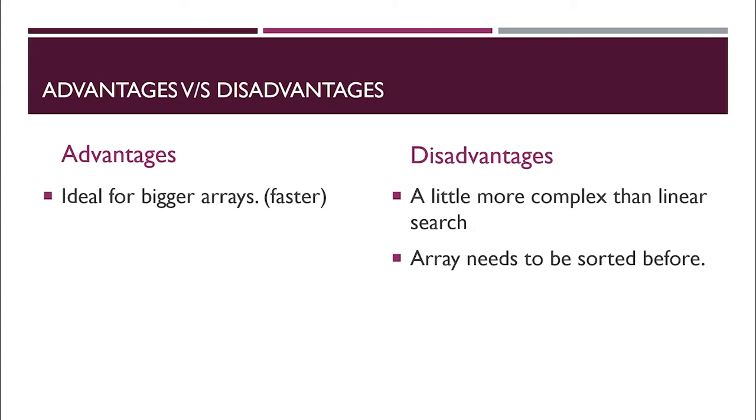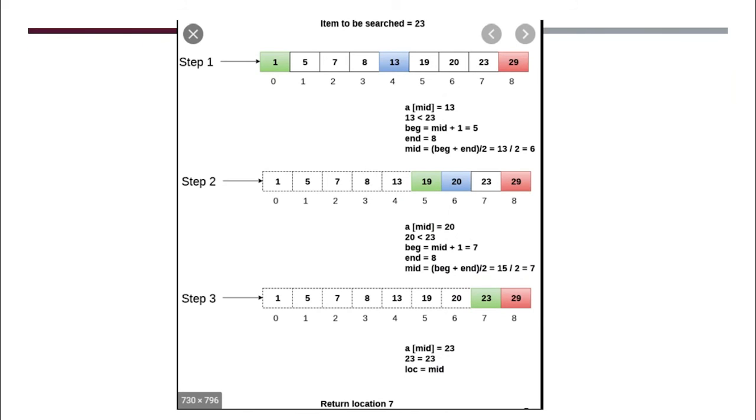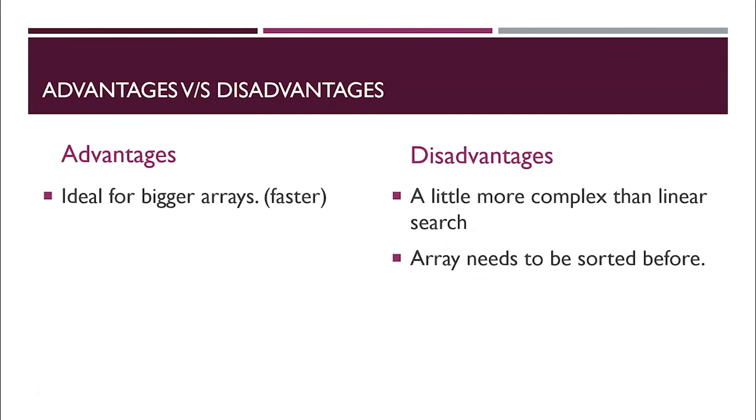Now, with that in mind, you all know how exactly the binary search technique works. So what exactly are the advantages and disadvantages of this? Now, the advantage is that it's ideal for bigger arrays. Let's be honest. For this array, all we needed were 3 iterations. But if we use the linear search technique, it would take 1, 2, 3, 4, 5, 6, 7, 8. It would take 8 iterations of the while loop to get to that. So you can see that you're already saving time.